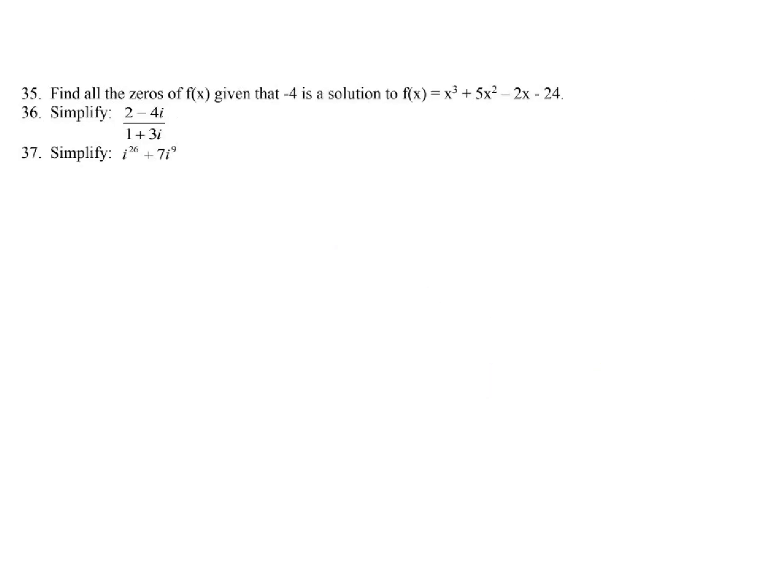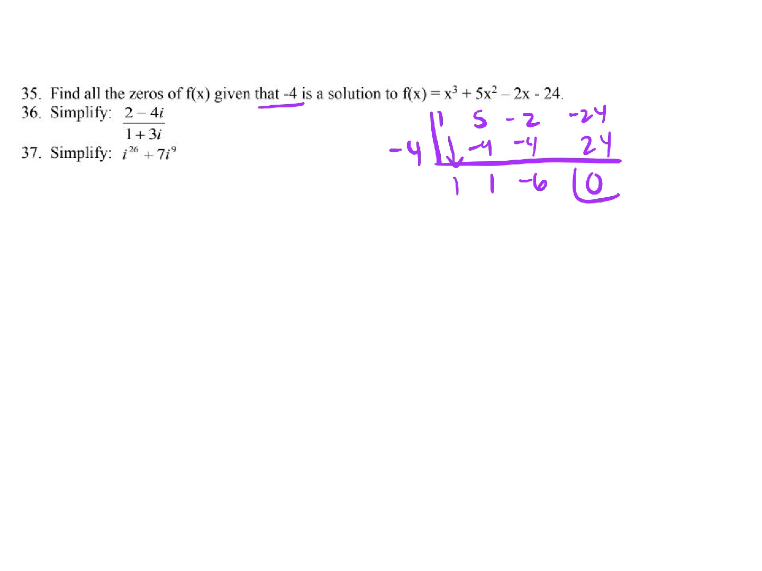So 35 is just a synthetic division problem, but it's kind of disguised. It says, given that this is a solution, find all the other zeros. So that means we need to do synthetic division, 1, 5, negative 2, negative 24, and then negative 4 is a solution. You don't switch it because it's not with an x, so you use it just as is. So we're going to drop this down, 1 times negative 4, 1 times negative 4, and then you would have gotten 0 in the end. That's great news. Now, with this remainder stuff, remember you start out with x cubed, so the next one's x squared. So this is x squared plus 1x minus 6.